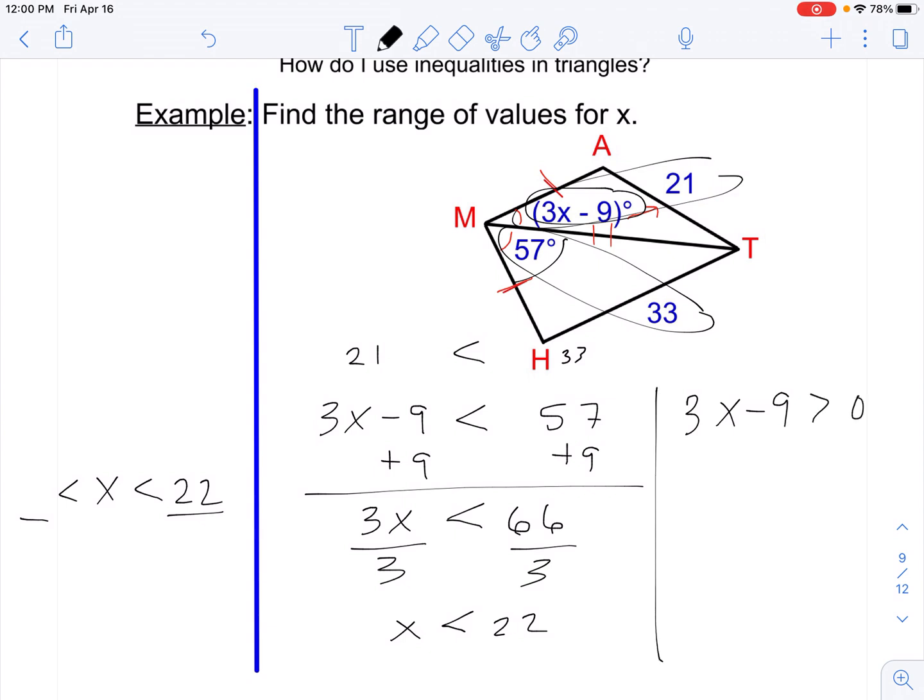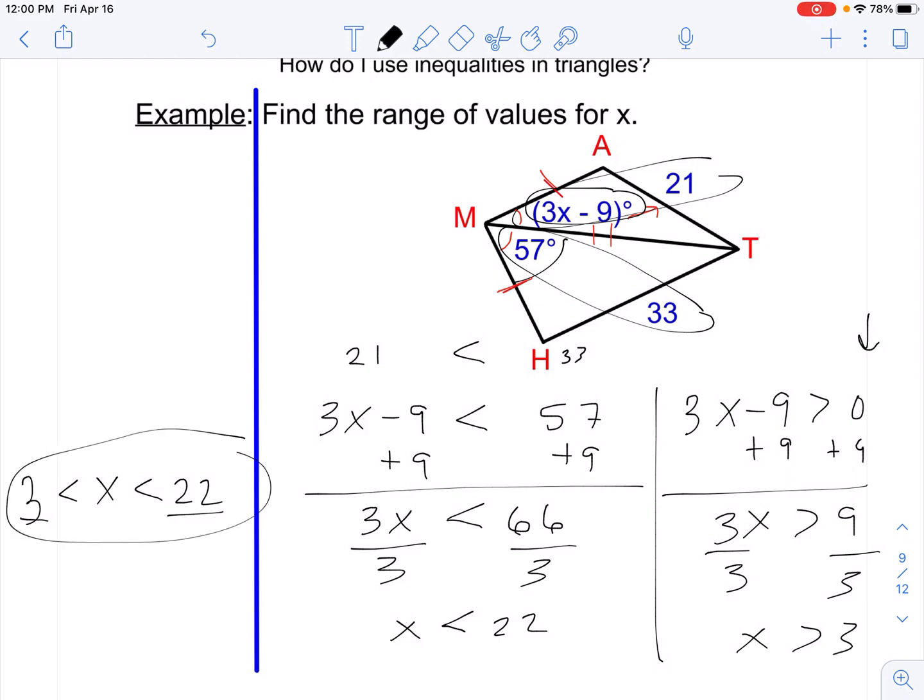So the second inequality that I solve is going to be with 0. So I add 9. 3x is greater than 9. Divide by 3. X is greater than 3. So x must be in between 3 and 22. That means x could be 5. X could be 20. X could be 10. Any number as long as it's in between 3 and 22.